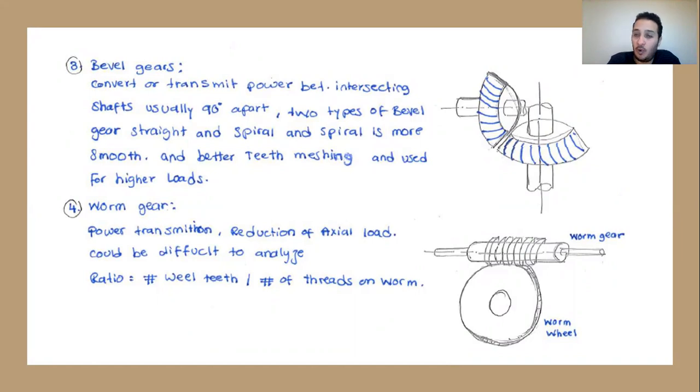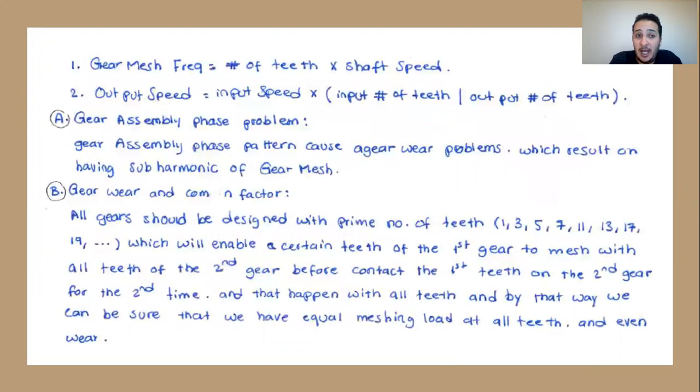Also, you have the worm gear, which provides power transmission with reduction of the axial load. It could be difficult to analyze. The ratio will be the number of teeth of the wheel divided by the number of threads of the worm. The gear meshing frequency, which all of us know, is the number of teeth multiplied by the shaft speed. Also, they have the output speed, which is the input speed multiplied by the input number of teeth divided by the output number of teeth.